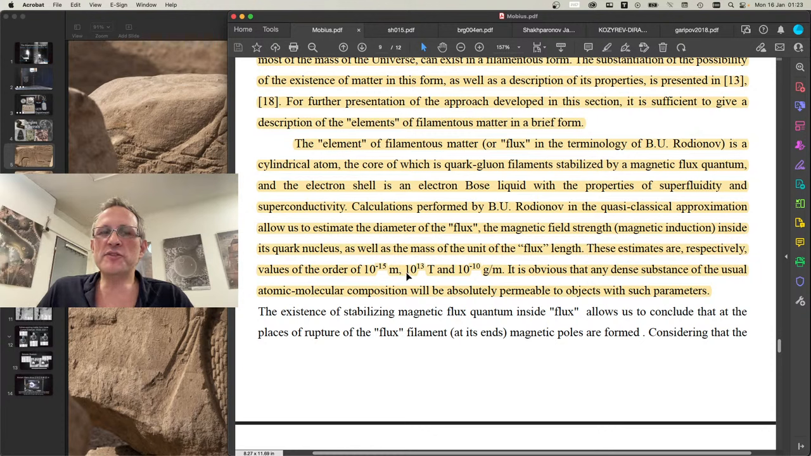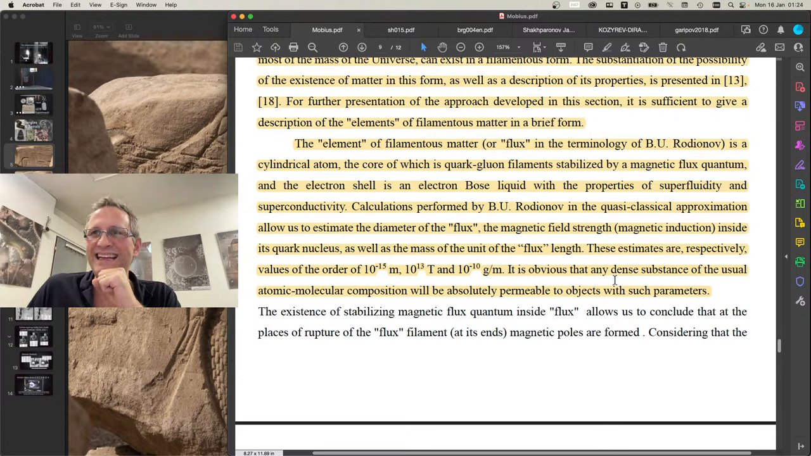10 to the 13 Teslas. 10 to the 13 Teslas. 10 to the 12 is, oh, that's a trillion Teslas. So this is 10 trillion Teslas. Eek! Okay, and 10 to the minus 10 grams per meter. So there we go. This is scary amounts of Teslas inside that flux. I can't imagine much would survive that.